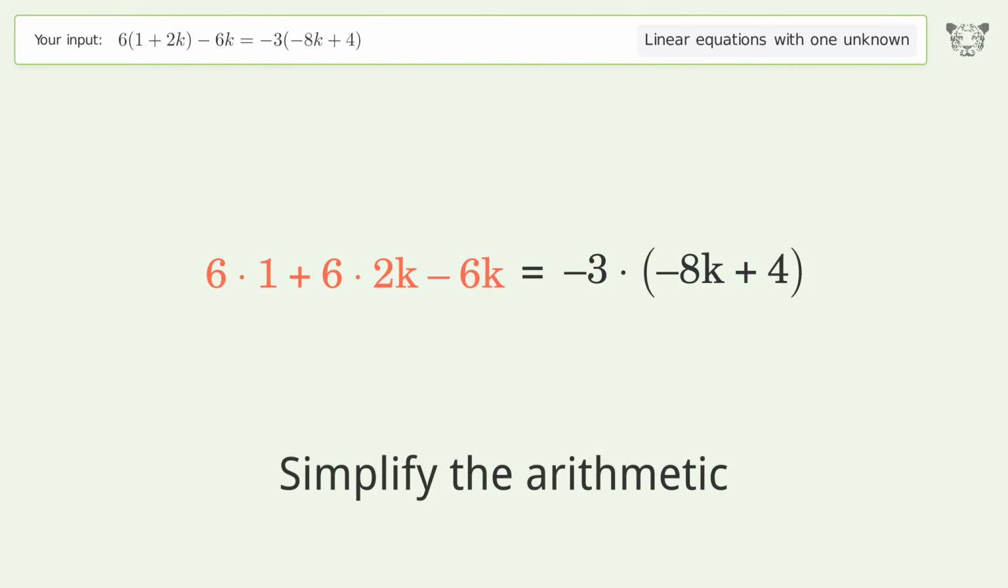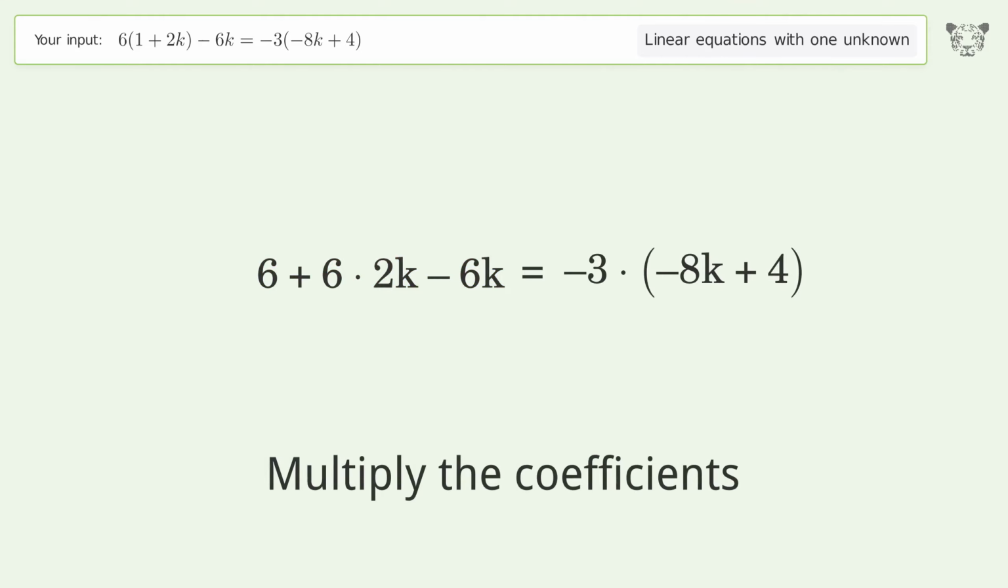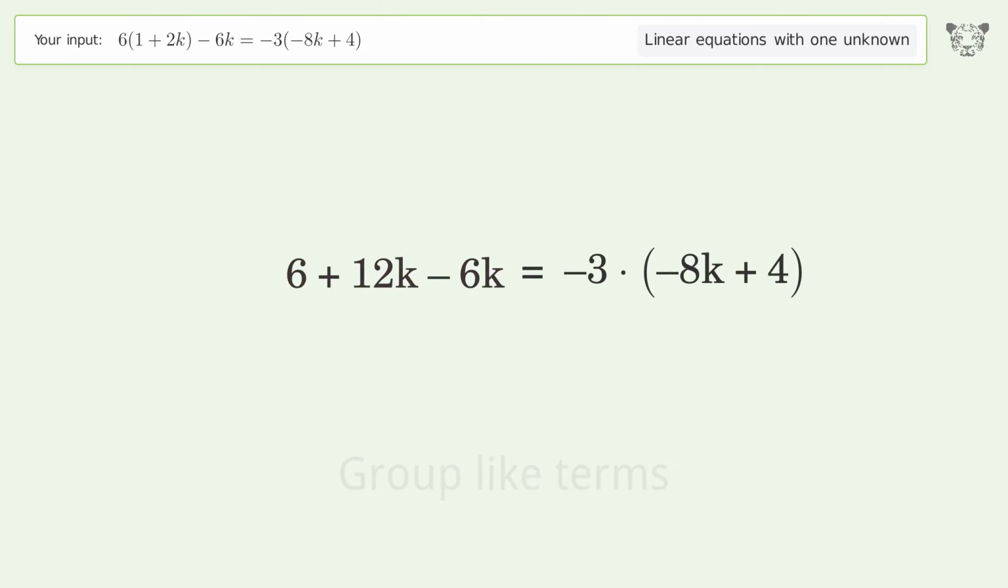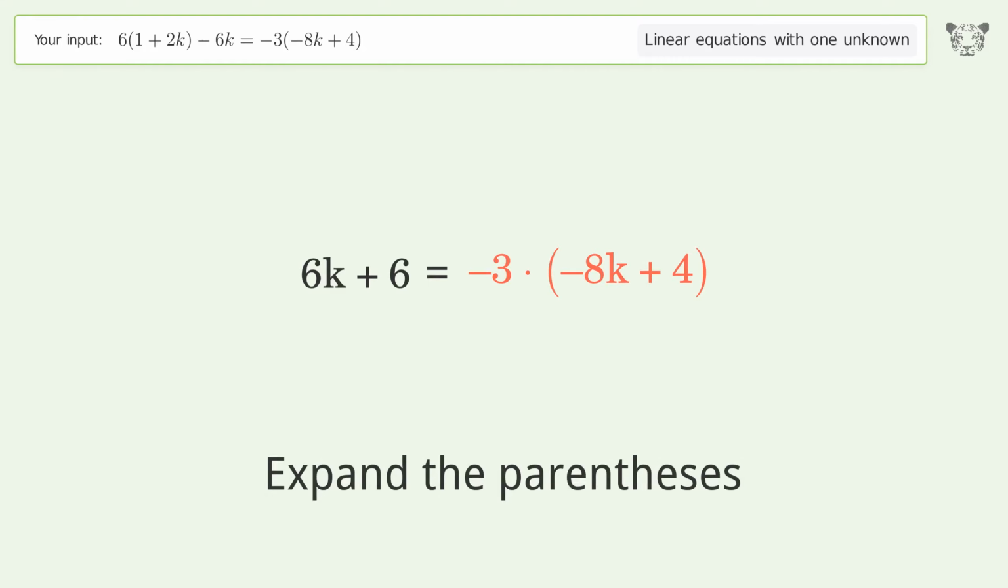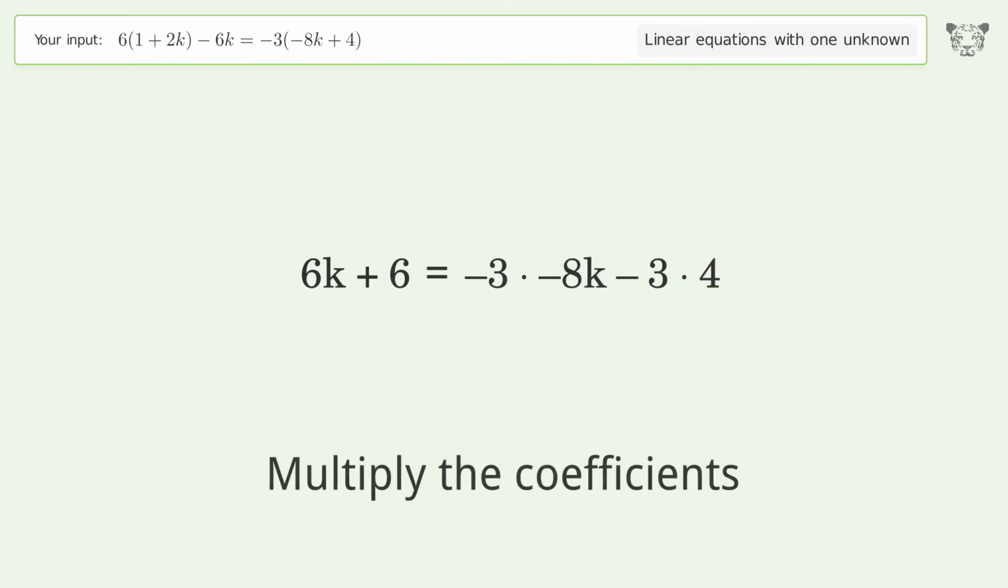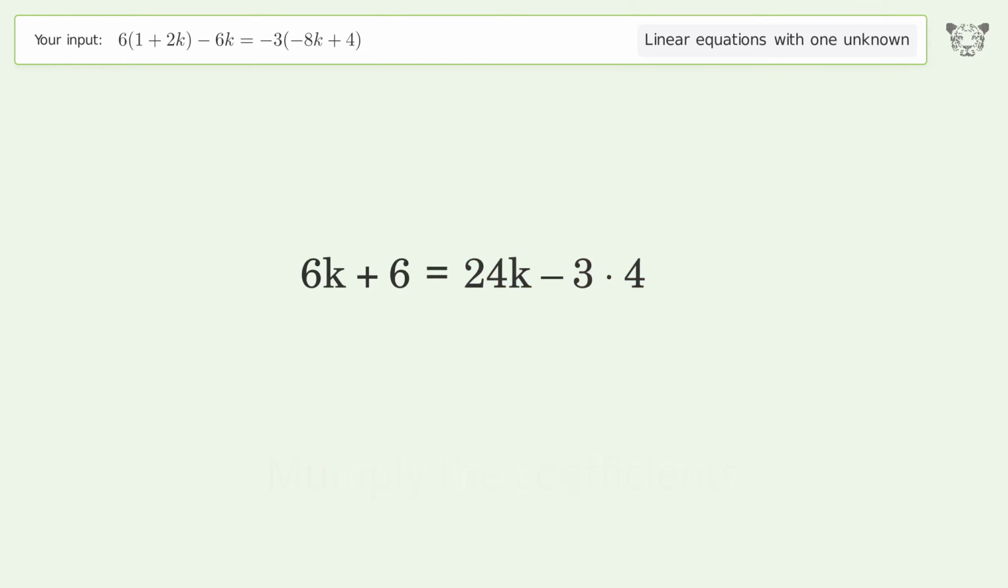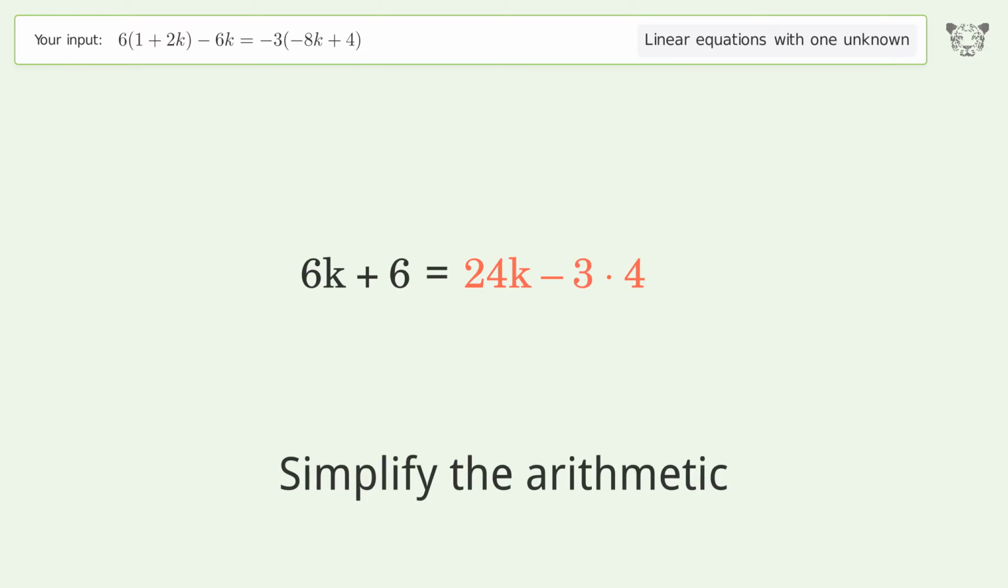Simplify the arithmetic. Multiply the coefficients. Group like terms. Combine like terms. Expand the parentheses. Multiply the coefficients. Simplify the arithmetic.